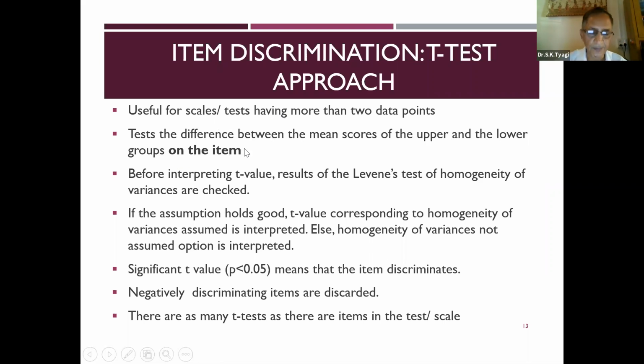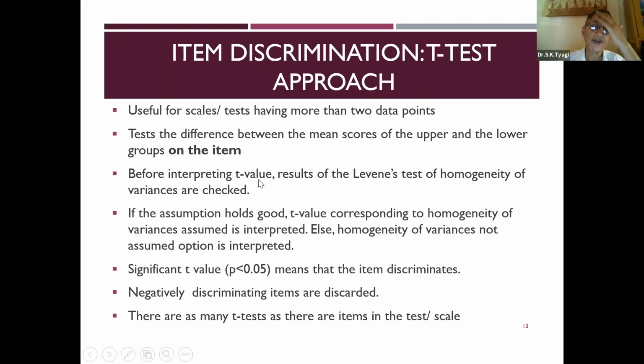See, there is an item. Upper ability group has scores on this particular item. Lower ability group has some scores on this particular item. You can compare their means, and if this mean difference is significant, then this item is a discriminating item.